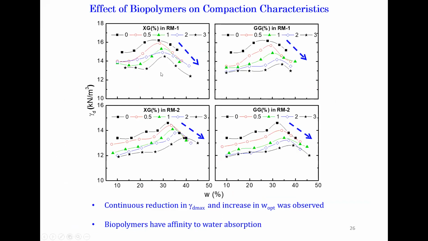In compaction, you can see that with an increase in the content of the biopolymer, there is a decrement in the gamma D, but an increment in the OMC. That means these biopolymers show some kind of affinity for water absorption. At the same time, there is a decrease in the gamma D. But if you compare the highest and the lowest gamma D values, a few gamma D values may fall within the acceptable limit of the codal prescriptions, and some others may not.